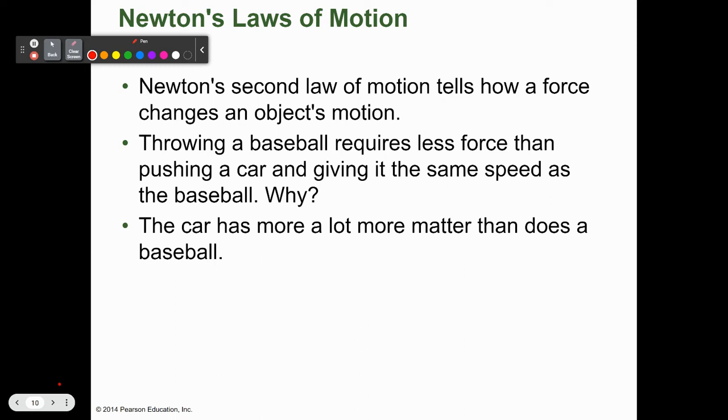So throwing a baseball requires less force than pushing a car and giving it the same speed as the baseball. Why is that? Why is it easier to throw a baseball at a certain number of miles per hour than it is to push a car at the same miles per hour? Okay, well, the main reason is the car has a lot more mass compared to the baseball.